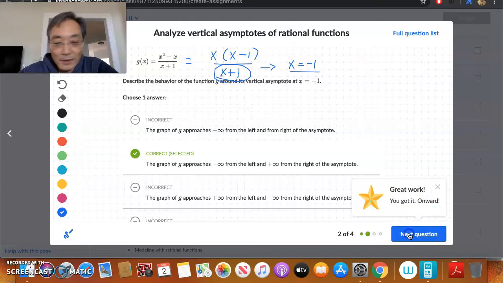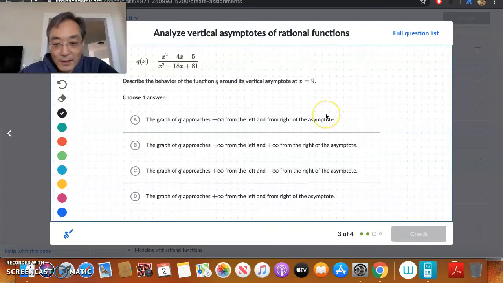All right, let's do maybe one or two more. Okay, again, we have our functions here, and we can clearly see this bottom. If you factor out the bottom, again, you can do the top too.